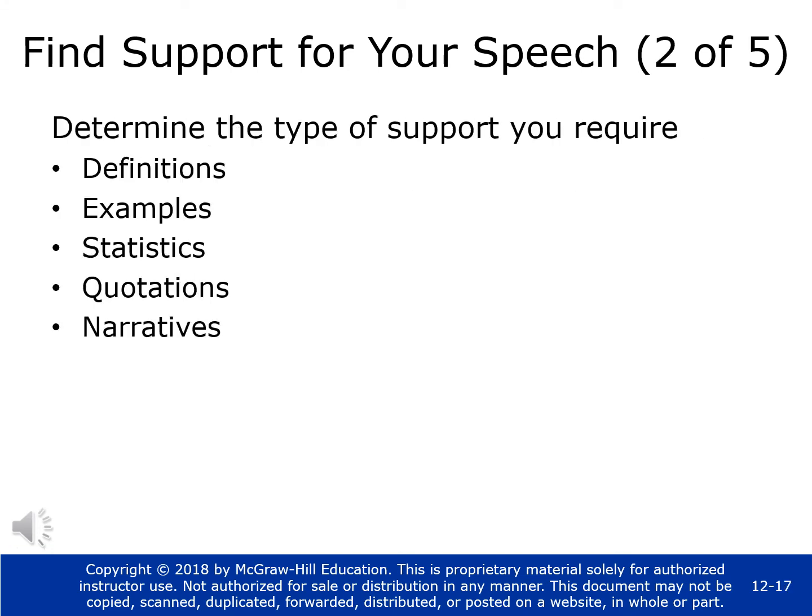There are different ways to support your speech. You can have definitions, examples, statistics, quotations, and narratives, and those are stories or examples, maybe personal examples or someone you know or something that you read about, where they're telling a story to support your main point.